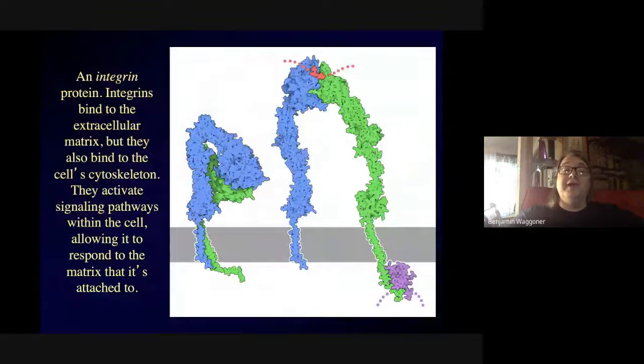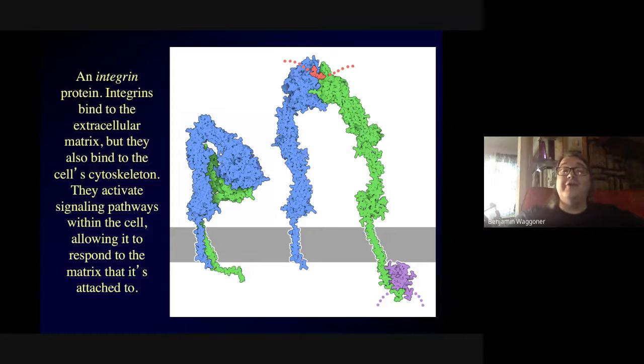Integrin proteins look like this. That's a model of them. They bind to the extracellular matrix, and if you look at the one on the right, the one that's unfolded, there's a subunit that's blue and a subunit that's green. And right where the blue meets the green, you can see that little red dashed line. That's where a molecule of the extracellular matrix would fit. So this is kind of the hook that binds the cell to the extracellular matrix.